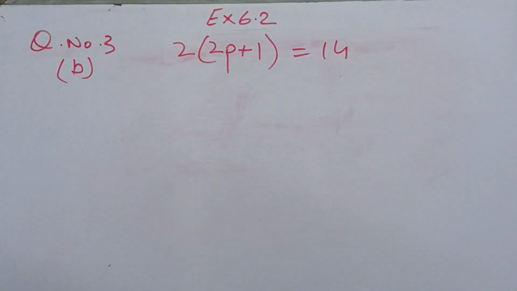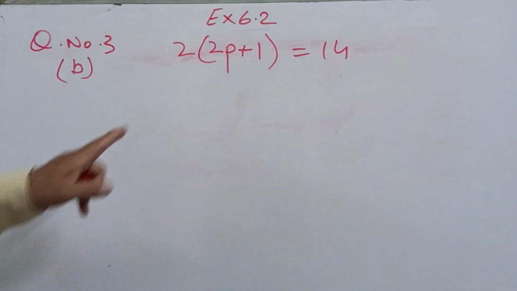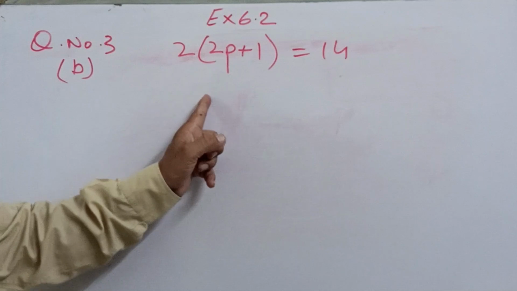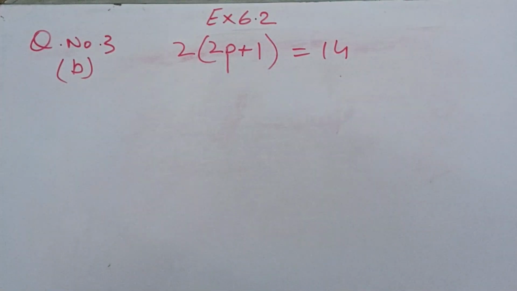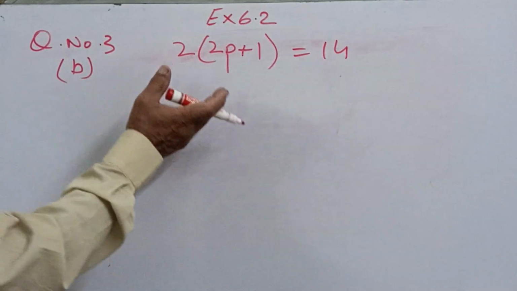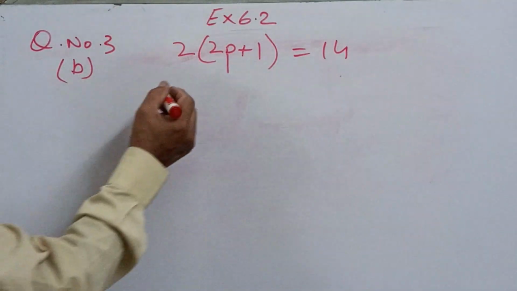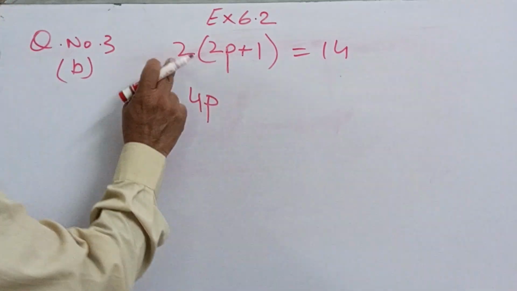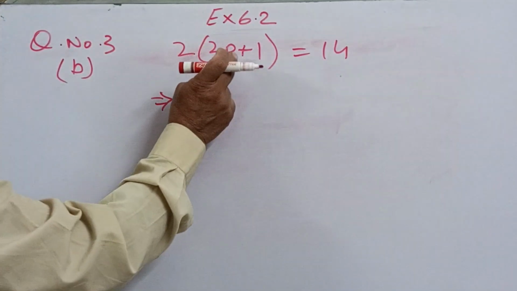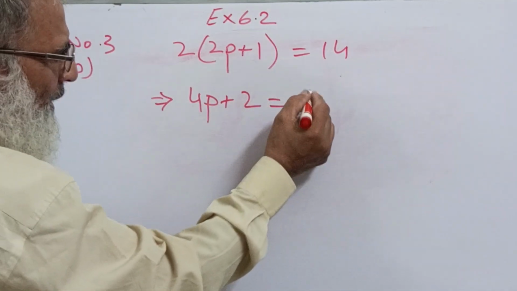Well, what does BODMAS say? BODMAS says to solve the bracket first. But you cannot solve the bracket first because one is a variable and the other is a constant, and you cannot add them up. Now what will we do? We will multiply the things inside the bracket with the things outside the bracket. It will become 4p, 2 times 2 and p, and 2 times 1 is 2, equal to 14.